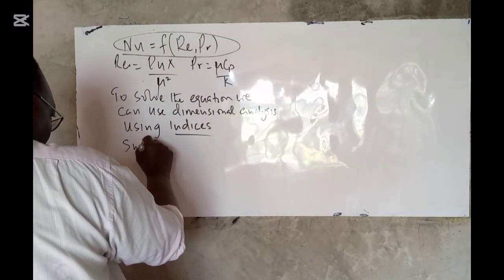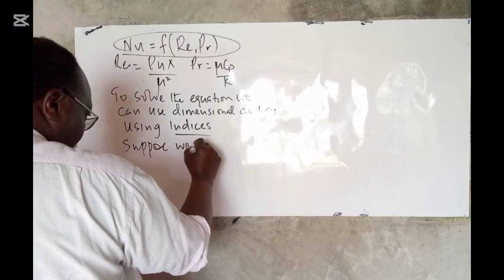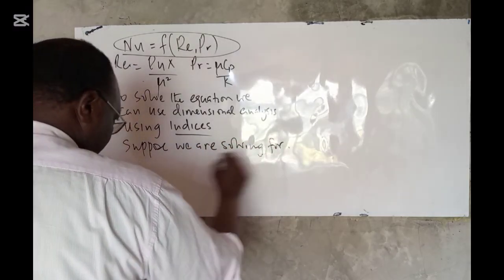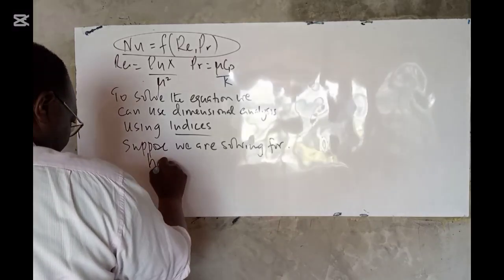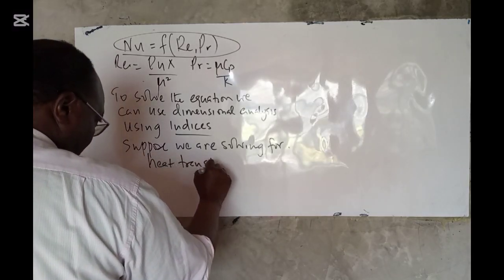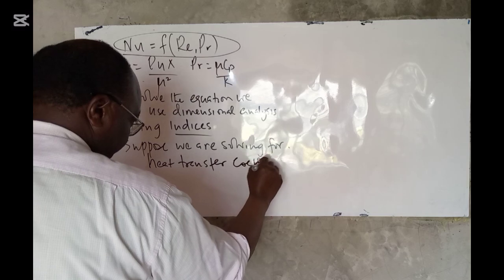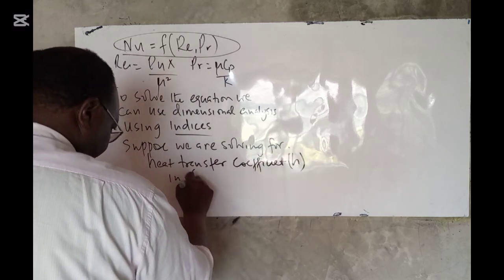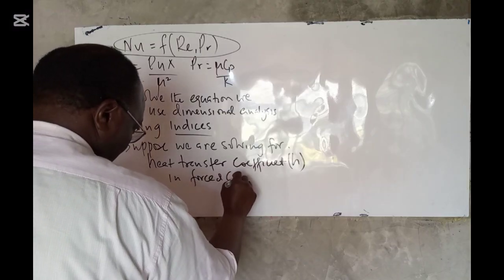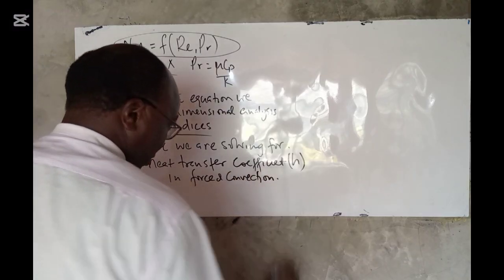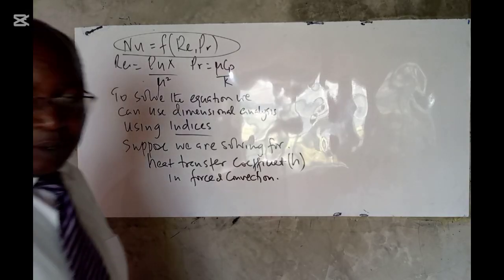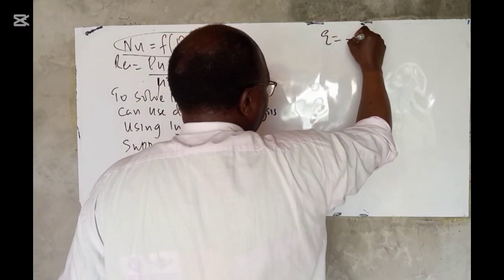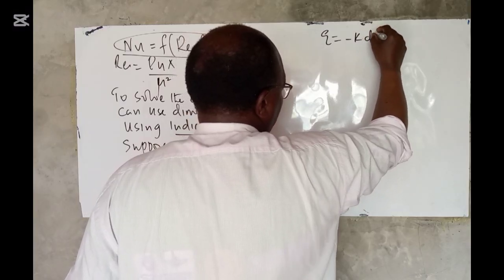Suppose we are solving for the heat transfer coefficient H in forced convection. Remember, from Fourier's law, Q is equal to minus K dθ/dy.